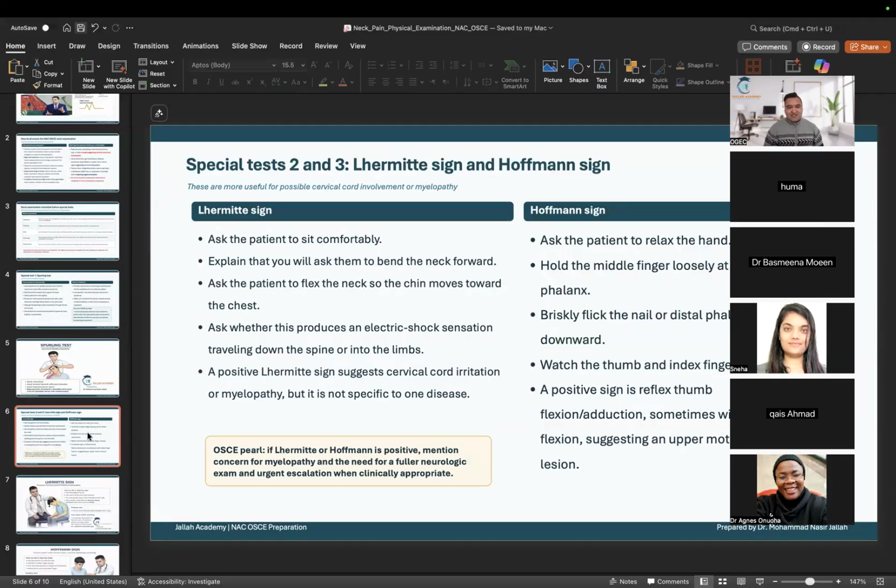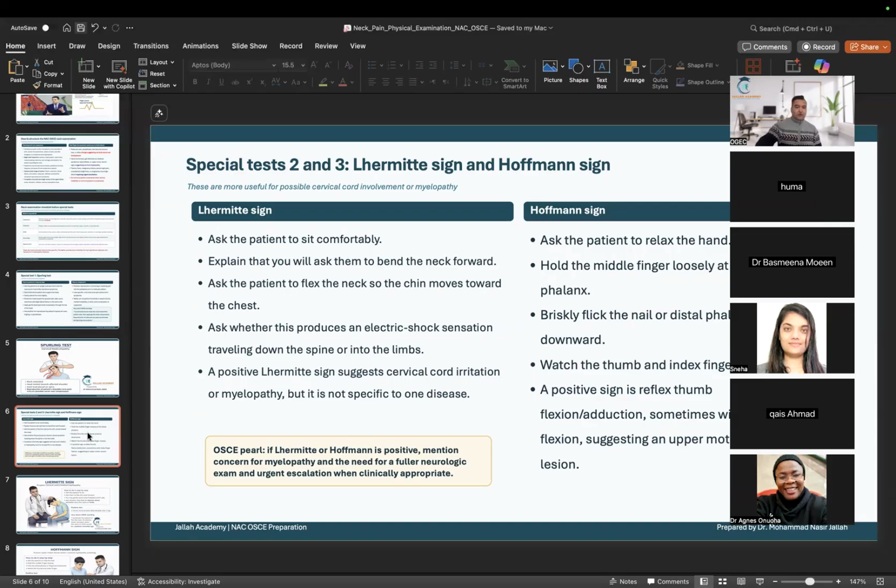So special tests 2 and 3, Lhermitte sign and Hoffmann sign. Ask the patient to sit comfortably. Again, it's better to show you in the picture rather than explain it one by one. So let's go to the OSCE first. If the Lhermitte or Hoffmann is positive, mention concern for myelopathy and the need for a fuller neurological exam and urgent escalation when clinically appropriate.